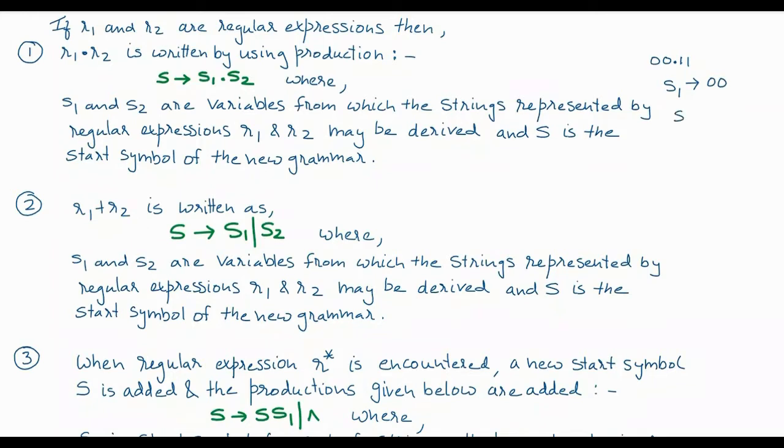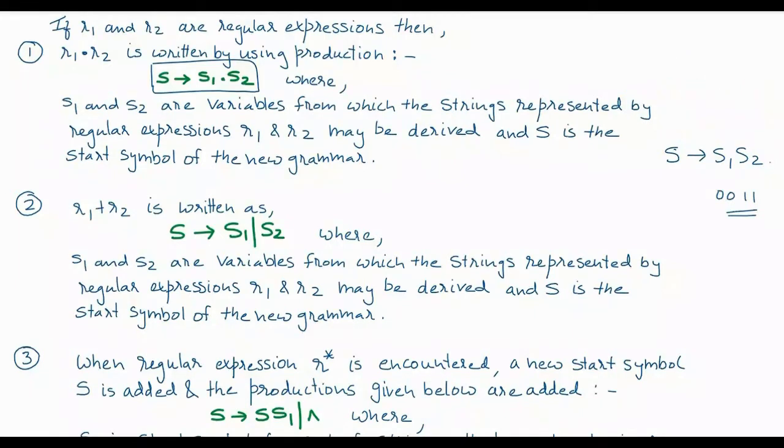I can have another production S2 that can give you 1 1. And then to combine these two, I can have a start symbol S, and I can simply say S gives S1 S2. So S1 will give you 0 0, S2 will give you 1 1, and you will get your string back. That is the meaning of this representation. Okay, so we will move to the next one.